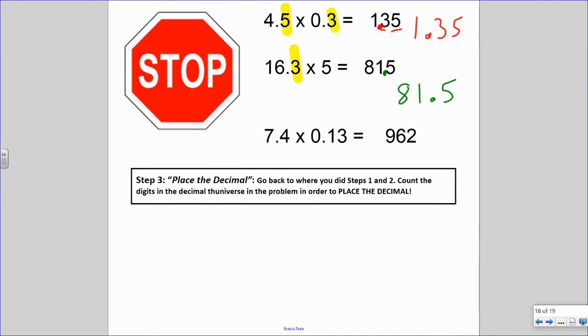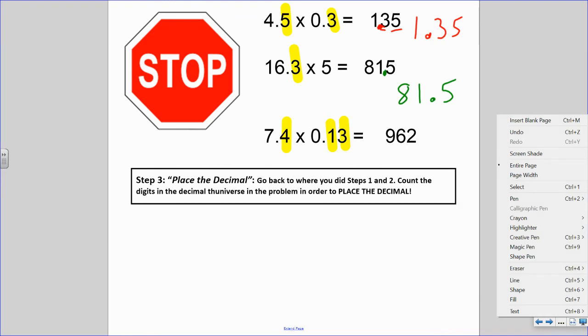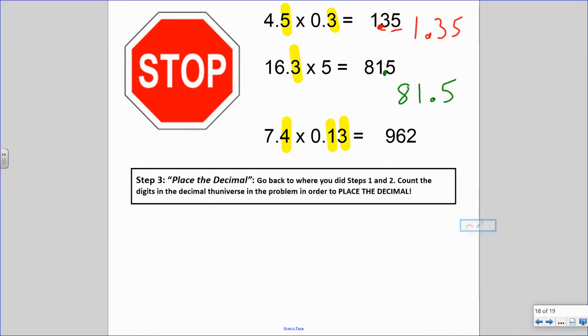And last but not least, we have 1, 2, 3 digits that live in the Thuniverse here. And so I need to put my decimal point in the place where there will be 1, 2, 3 digits, and the only spot is here. So your final answer for this one would be 0 and 962 thousandths.